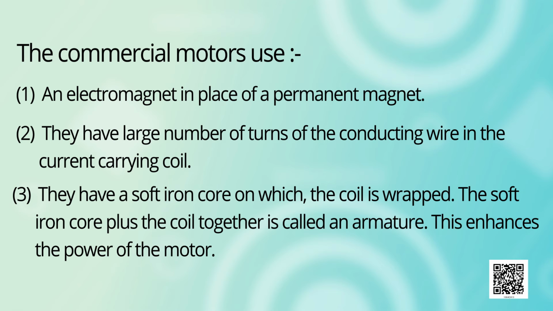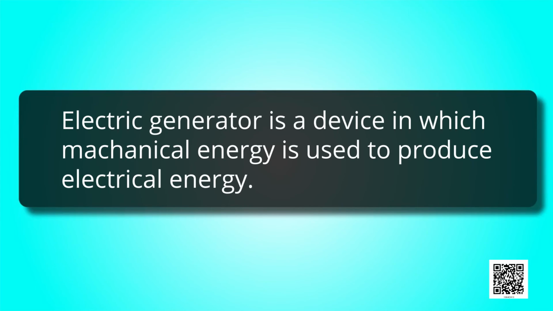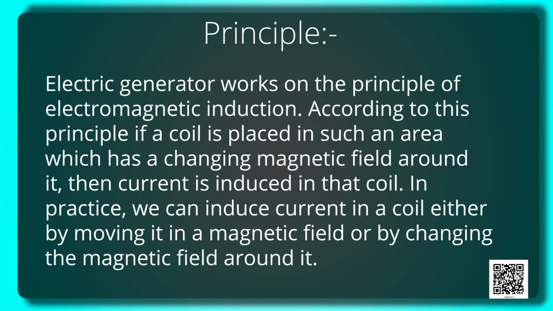Children, now we will study about another device, that is electric generator. Electric generator is a device in which mechanical energy is used to produce electrical energy. Electric generator works on the principle of electromagnetic induction. According to this principle, if a coil is placed in such an area which has a changing magnetic field around it, then current is induced in that coil.